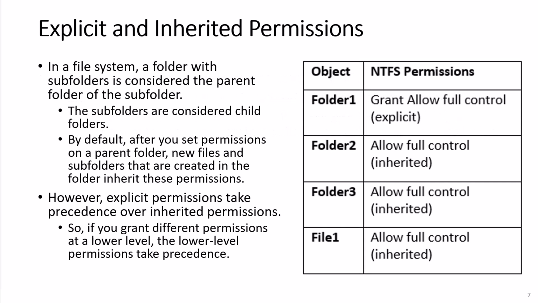In a file system, a folder with subfolders is considered the parent folder of the subfolders, while the subfolders are considered child folders. By default, after you set permissions on a parent folder, new files and subfolders that are created in the folder inherit those permissions. As you can see in the example on the screen, the Allow Full Control permission was granted or explicitly assigned on folder 1. By default, the Allow Full Control permissions will flow down to the subfolders and files below folder 1. Therefore, folder 2, folder 3, and file 1, which is inside folder 3, inherit the Allow Full Control permissions.